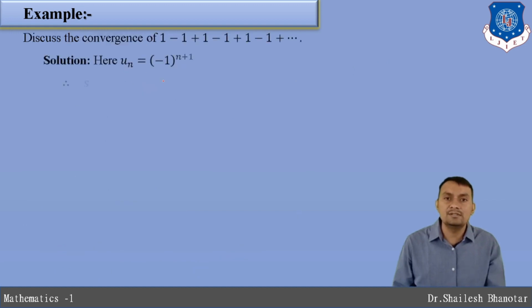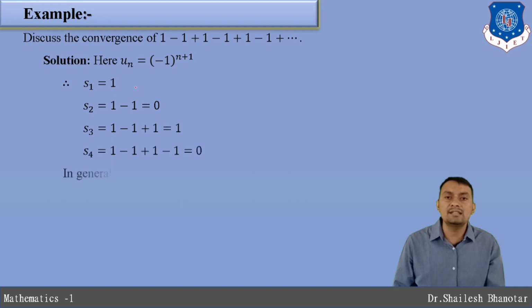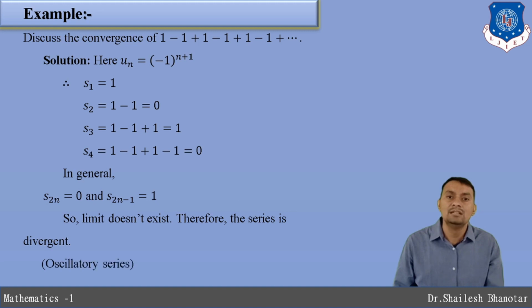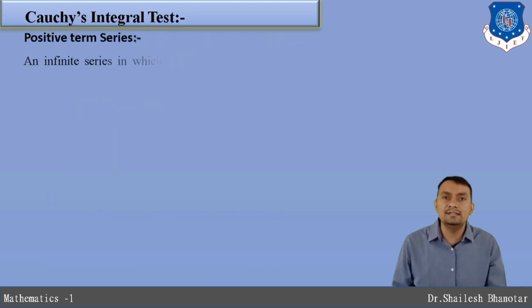Discuss the convergence of this series. You can see S1 is equal to 1, S2 is equal to 1 minus 1, S3 is the first 3 terms, 1 minus 1 plus 1. When you observe S1, S3, and so on, S2n minus 1 is nothing but 1, but whenever you have S2, S4, that means S2n, the answer is always 0. So it's not a unique limit, and therefore the limit does not exist, and the series is divergent, meaning an oscillatory series, and oscillatory is one of the divergence cases. Now we have the Cauchy integral test.